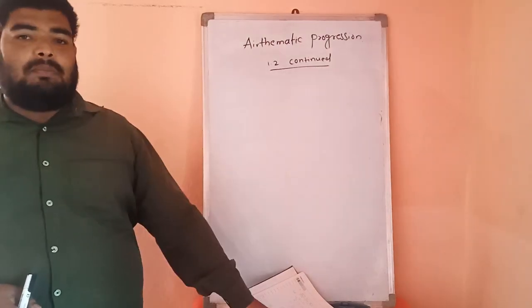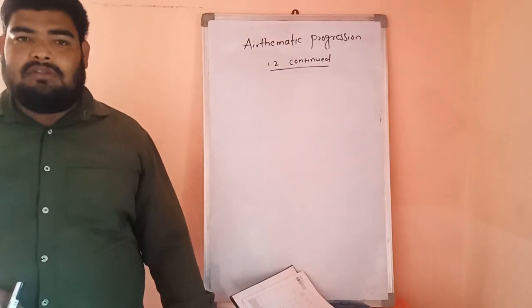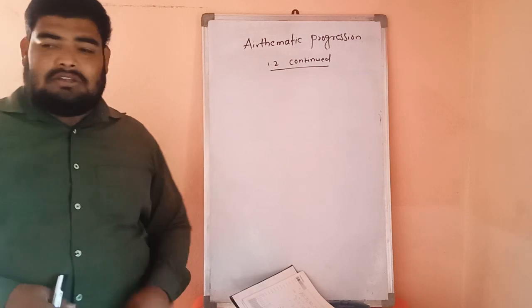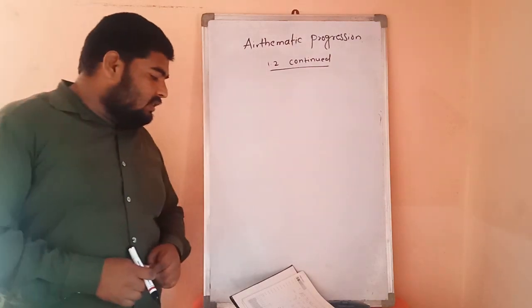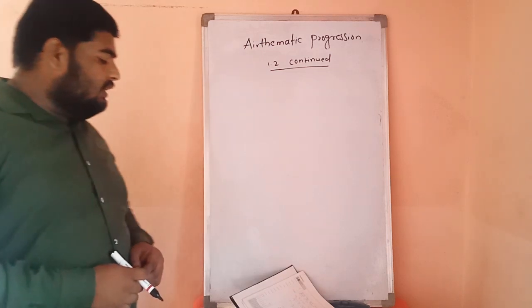Yesterday, up to the 6th problem, I explained. Now I am going to explain the next problem, that is the 7th problem. What is it? 7th question, find the 31st term.